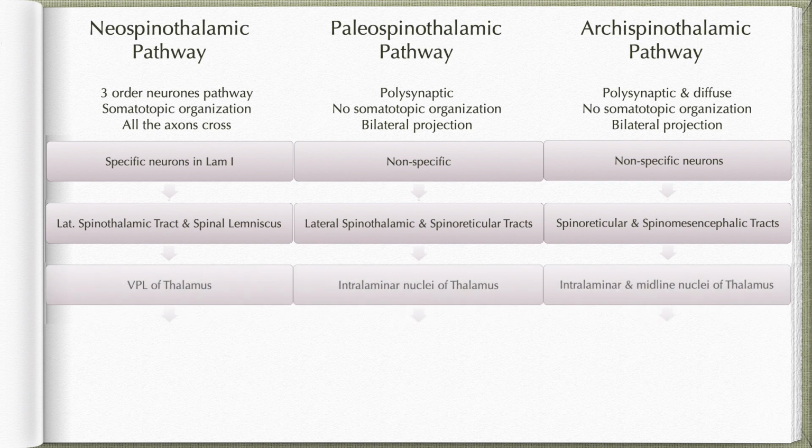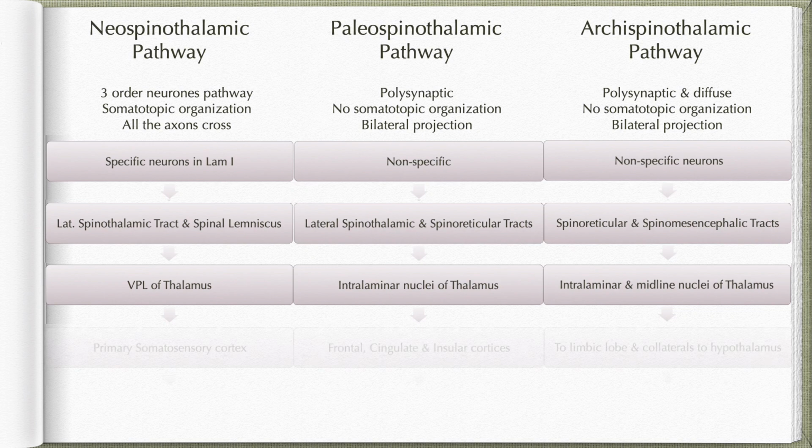From here, these second-order neuron fibers will project to the ventral posterolateral nucleus of the thalamus in case of the neospinothalamic pathway, or to the intralaminar nuclei of the thalamus in case of the paleospinothalamic pathway, and to both intralaminar and midline nuclei of the thalamus in case of the archispinothalamic pathway.